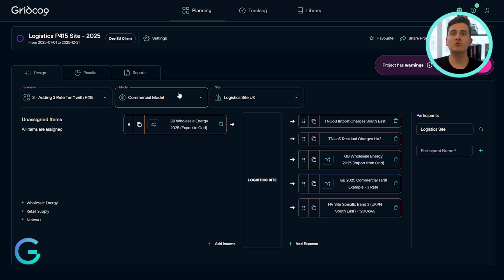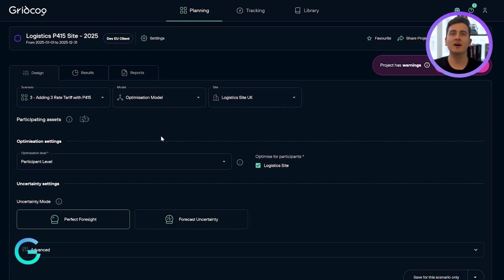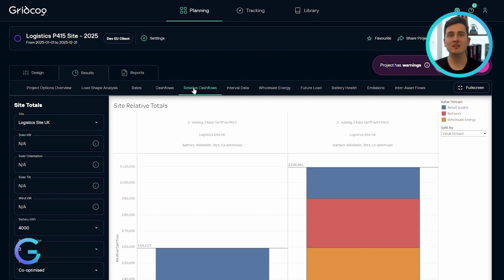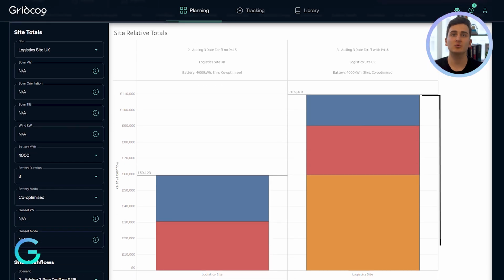To reflect real-world trading conditions, we also apply forecast uncertainty to wholesale prices, capturing the imperfect decision-making faced by virtual trading parties when optimizing flexible assets. Once we've run the simulation, we can dive into the results. Looking at the relative cash flows tab, our modeling shows a total value of approximately 27k per megawatt hour for 2025, compared to our baseline scenario for a 3-hour BESS operating at this site.